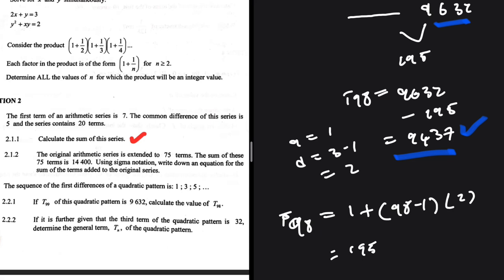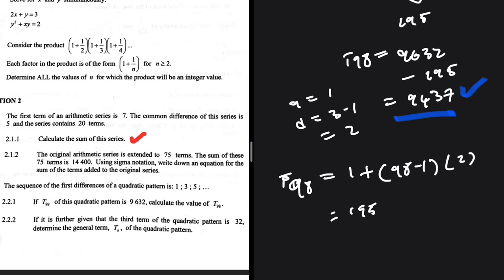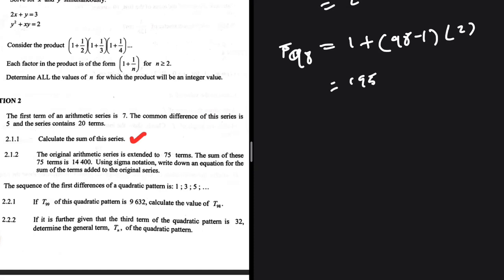Okay, there's another way to find T98, but it involves finding Tn, which is what we are supposed to do in the last question, 2.2.2. So I don't know what is going to happen in that case, because in order to find T98 you can find Tn first. But 2.2.2 says find Tn. So what do you do in that case? Because you've already found Tn in the question that came before. But anyway, let's do 2.2.2.